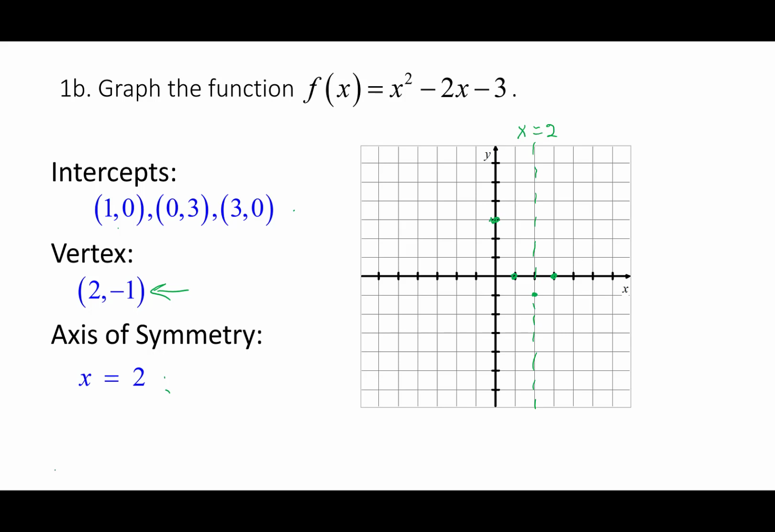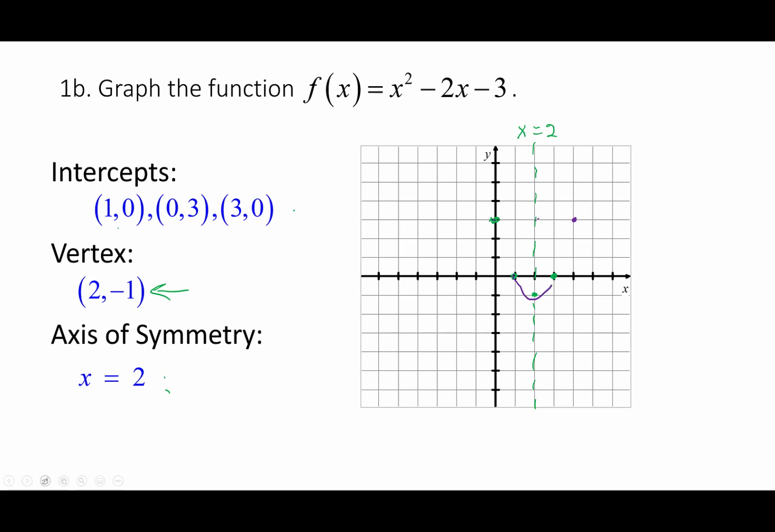What I kind of like about that axis of symmetry is that it tells me that if I have a point on one side of the axis of symmetry, there's going to be a matching point that's the same distance away from that axis of symmetry on the other side. So that means I can add this point (4, 3), and that is going to make my graph look a little better, I think.